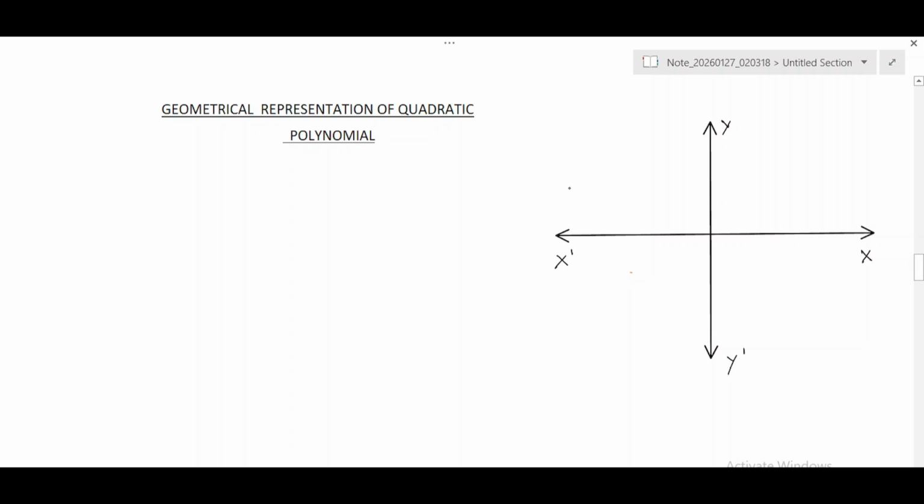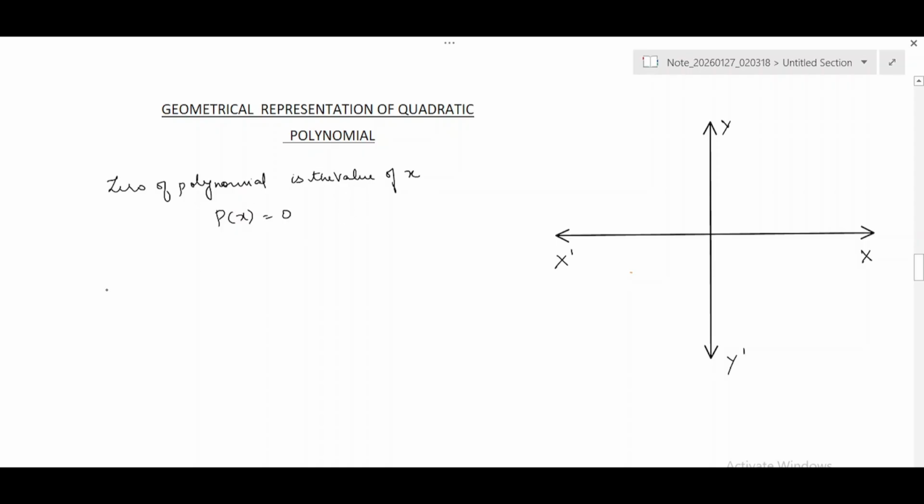Now we shall see the geometric representation of a quadratic polynomial. A graph can show, when we draw a curve on the graph, how many zeros the polynomial has. First we'll just have a look at the zeros of the polynomial. Zeros of the polynomial is the value of x when it makes the polynomial equal to 0. Those values of x which make the polynomial 0 are called the zeros of the polynomial.